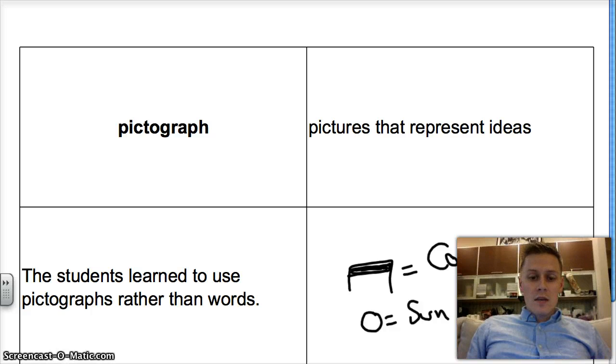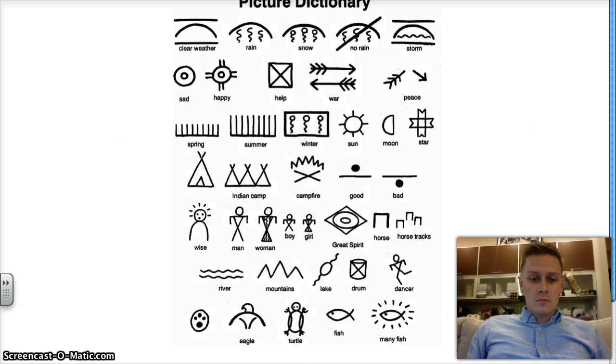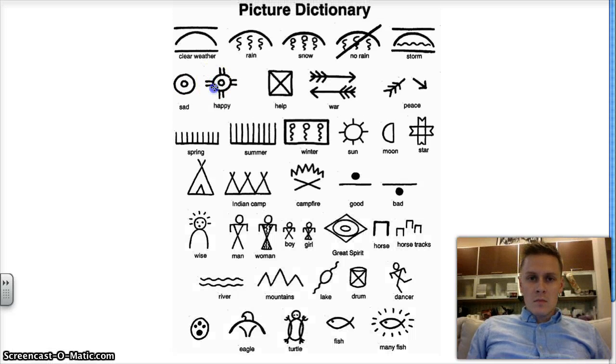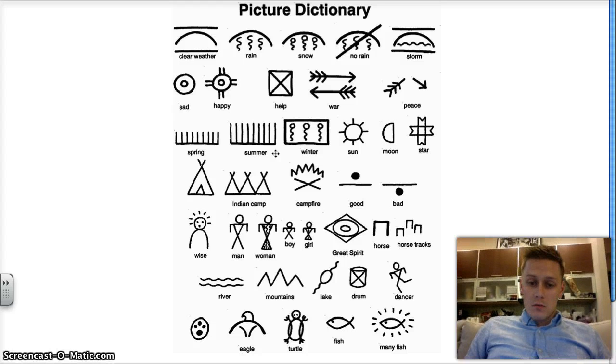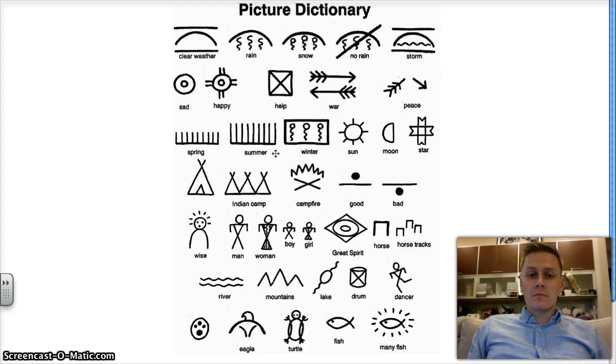Now, what I'm going to do is I'm actually going to show you an example. So this is a picture dictionary with several different examples of pictographs. This is what ancient Sumerians used before they developed cuneiform. They found this to be very difficult once they got more and more ideas and had more and more writing. So they decided to move away from this into cuneiform, which led to our modern system of writing.